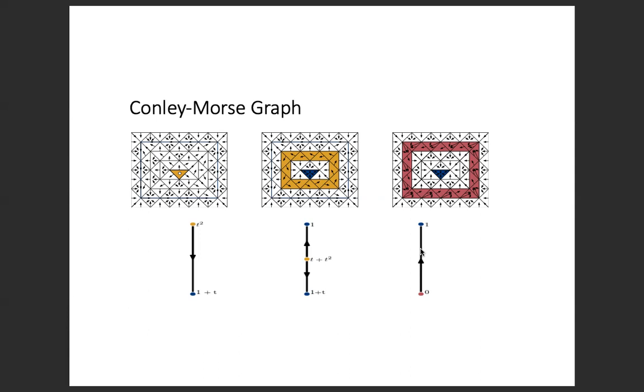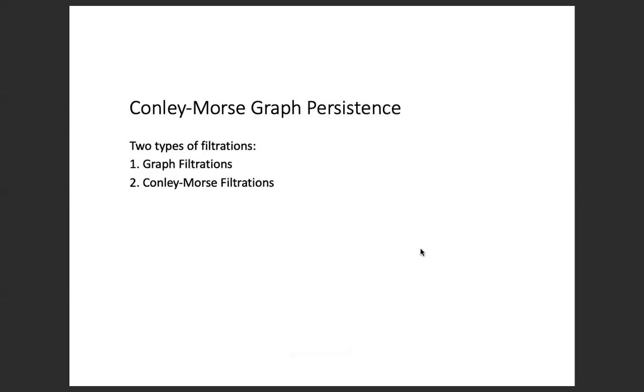Because naturally, you can only persist from this repelling fixed point to this periodic repeller, or from this repelling fixed point to this attracting fixed point. It doesn't make any sense to look at the persistence from this repelling fixed point to this periodic attractor. They're not really connected in any way. So ultimately, what we are going to obtain is two types of filtrations, which we have dubbed graph filtrations and Conley-Morse filtrations. Graph filtrations capture the changing structure of the graph, which isn't so interesting.